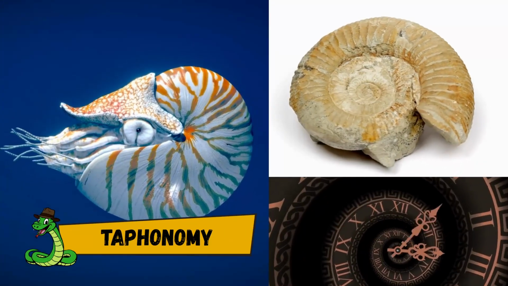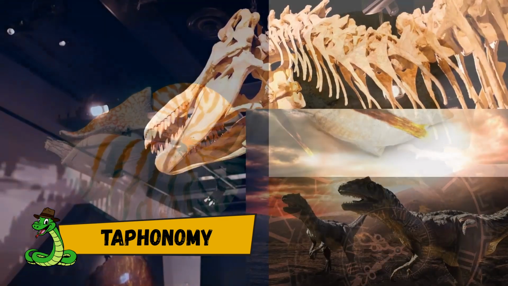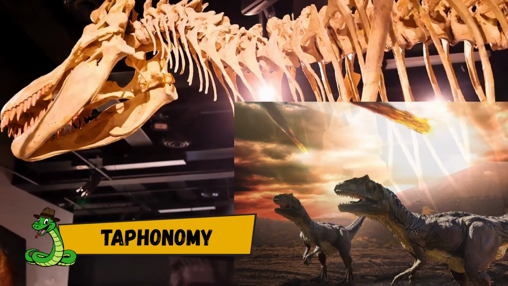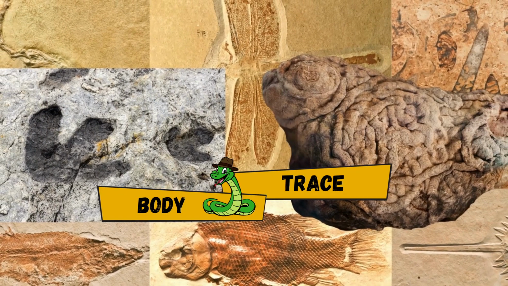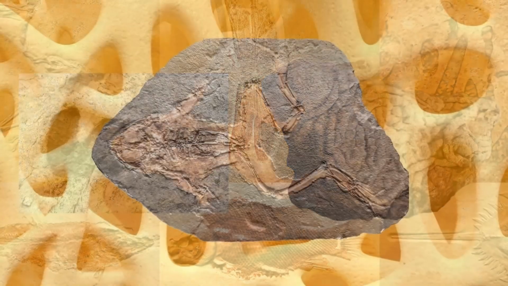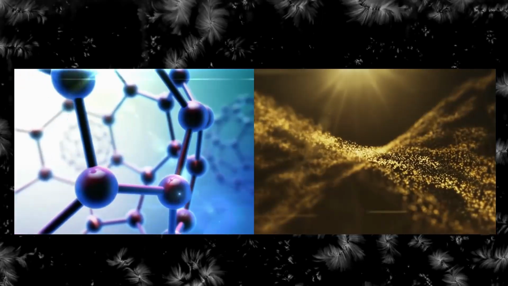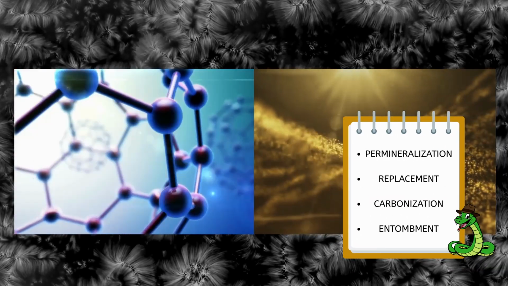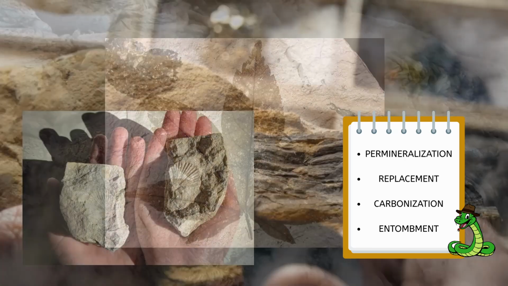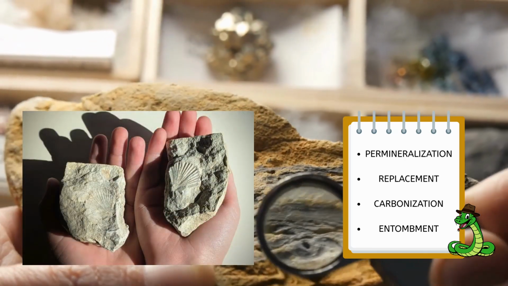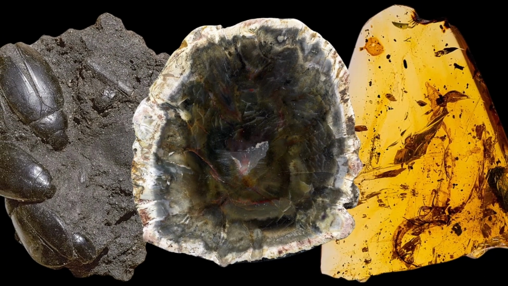Taphonomy is the term used by paleontologists to describe the timeline of events between an organism's death and its preservation as a fossil. Our exploration today will be focused on the taphonomy of the two most visible types of fossils, body fossils and trace fossils. Body fossils are formed from the remains of an organism's body parts. The remains can be altered through the processes of permineralization, replacement, and carbonization. In rare cases, an organism's remains are considered unaltered if they undergo preservation through entombment in amber, ice, or tar.